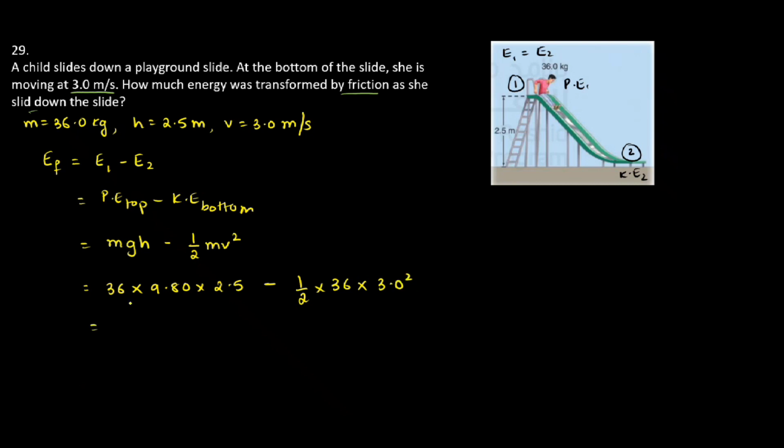So when you solve just for mgh, you get your value as 880 joule. And when you solve for half mv squared, it gives you 160. When you take the difference between these two values, that gives you 720 joule. So this is the energy that is transformed by the force of friction.